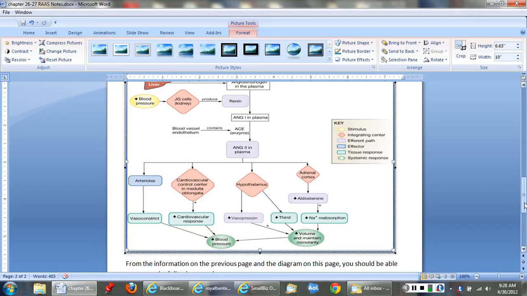Angiotensin 2 also stimulates the hypothalamus to secrete vasopressin and also stimulates the thirst response. Okay, so all of that is intended to increase the amount of water reabsorbed. And finally, the adrenal cortex releases aldosterone, which has what effect on sodium? Pulls sodium back into the blood, reabsorption of sodium, and also water is reabsorbed, and that's going to have what effect? Increasing blood volume and also blood pressure.